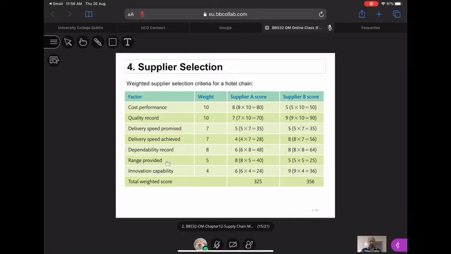So just say for my hotel, cost is very, very important because I want to buy as cheap as possible. So I put 10 upon 10. If it's not important, I put 1 upon 10.